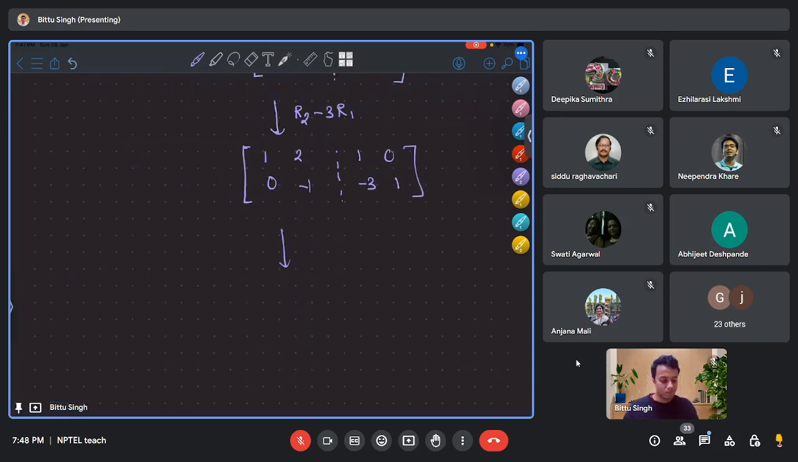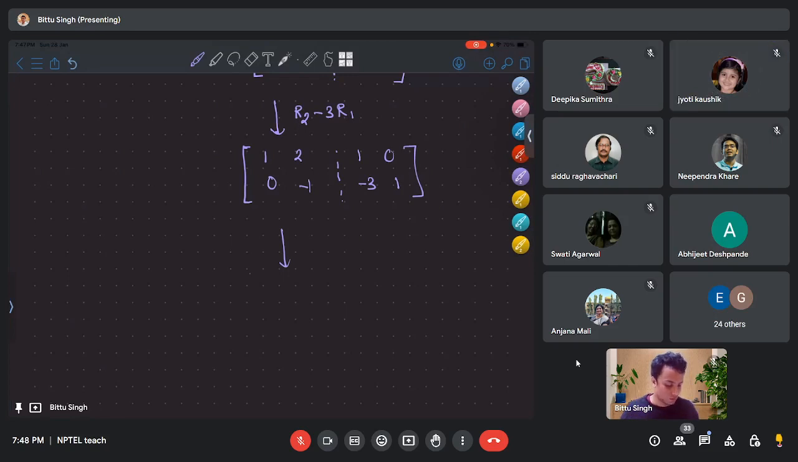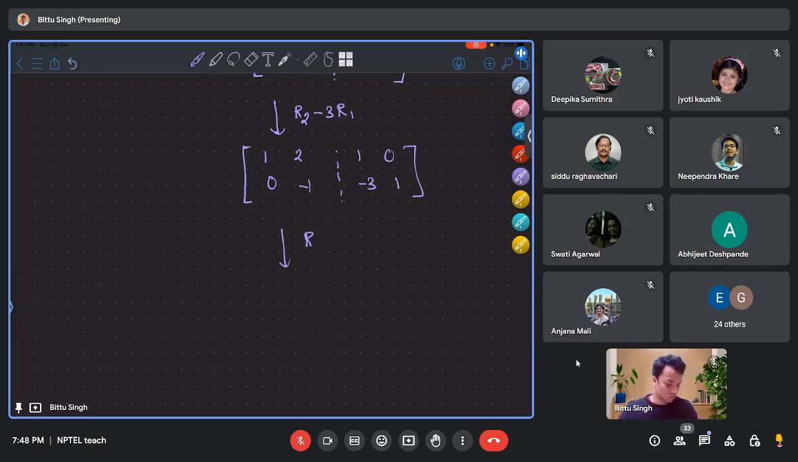What will be the next step? Minus R2. Yes. So we want the leading entry to be plus 1. That is, we need to multiply this by minus 1. Okay. So this will give 1, 2, 1, 0, 0, 1, 3, minus 1.